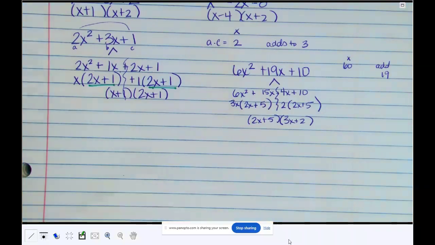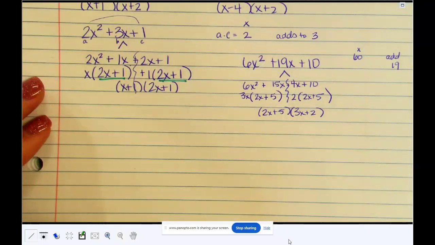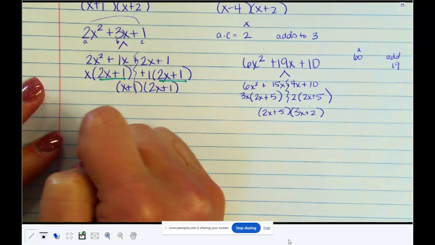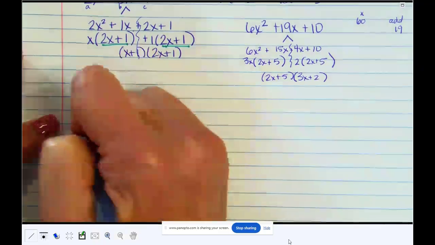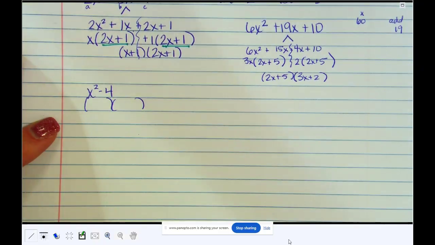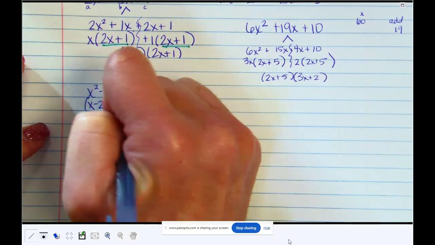Okay, now, this is where life gets a little more interesting. Actually, let's do one more, just because it's going to make your life easier. Okay, how about x squared minus 4? What does it have to add up to? 0. Oh, and I multiplied wrong. Negative 4. Thank you. x minus 2, x plus 2.